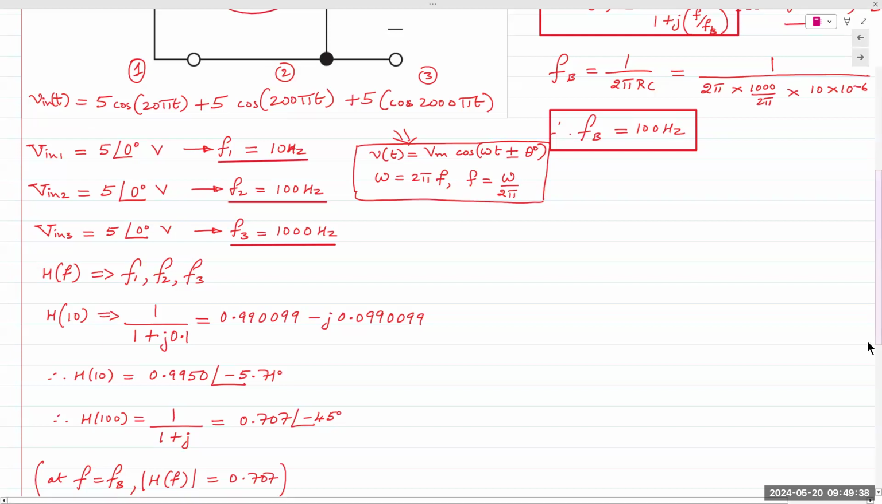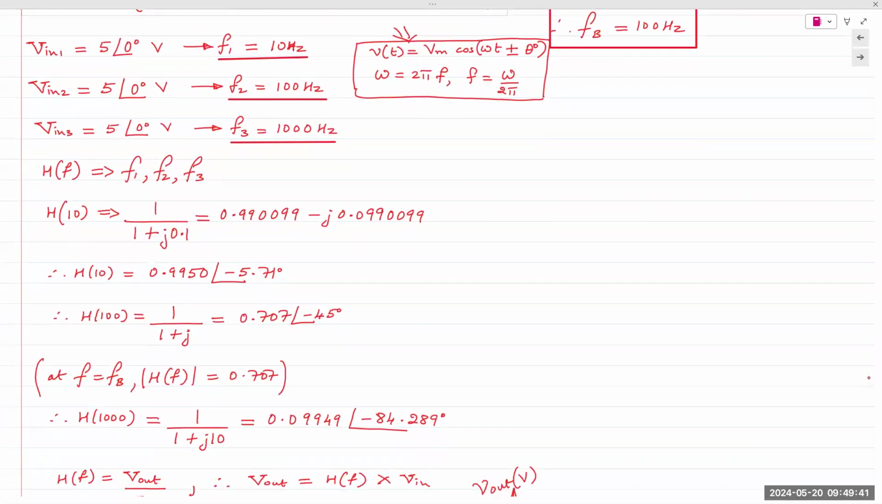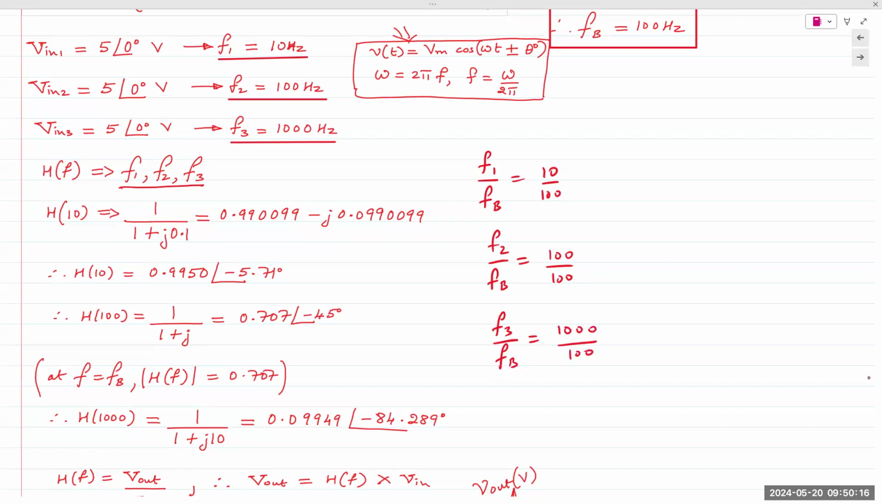Okay. So then we take the standard equation for transfer function and we plug in the different values for F1, F2, and F3. So for the first one, you have F1 over FB. That gives you 10 over 100. Then you have F2 over FB. That means the second component has a frequency that is exactly equal to FB. That is the midway point. And F3 over FB, thousand over 100.